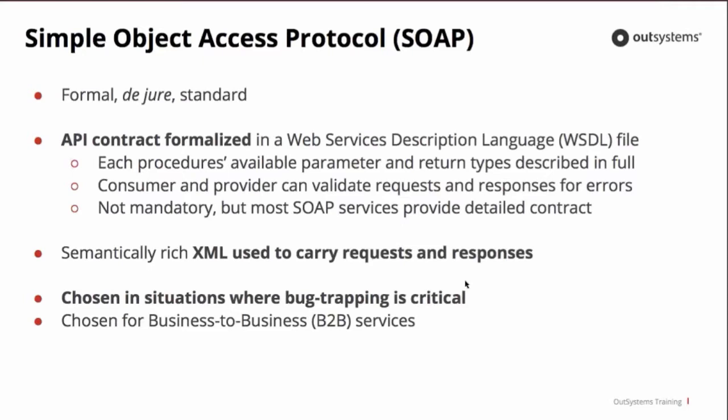programming languages can provide you with some support on whether or not you're actually exposing what you promised to expose. And when you consume a service, whether the service is actually providing you what it promised, and if you're reading it correctly, and how to convert the data that the service has sent over to you. SOAP uses XML to carry requests and responses, and it's chosen in situations where bug trapping is critical because of these advantages, usually in business-to-business communication.